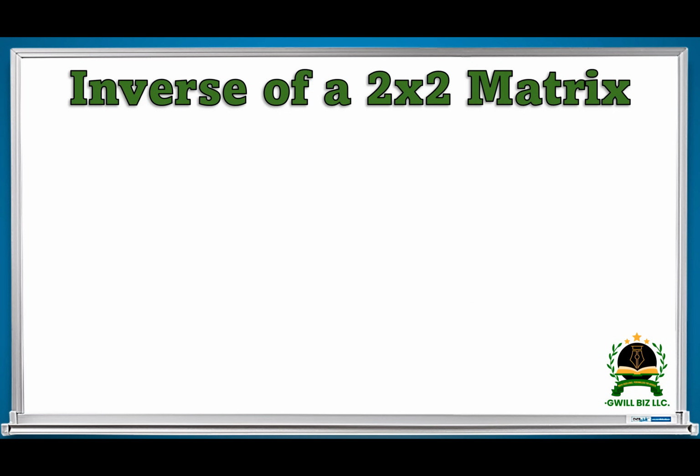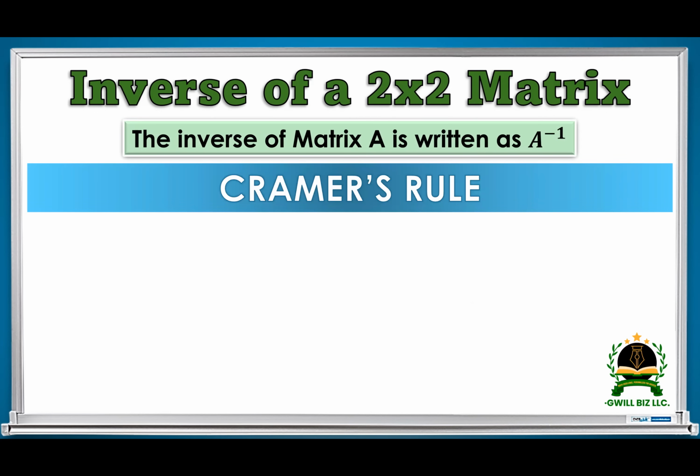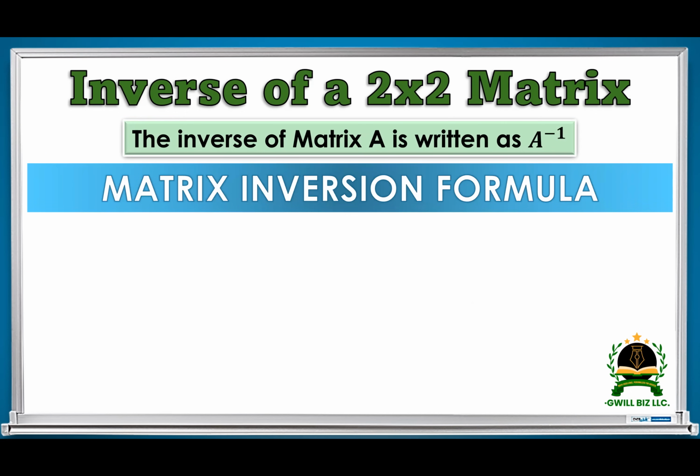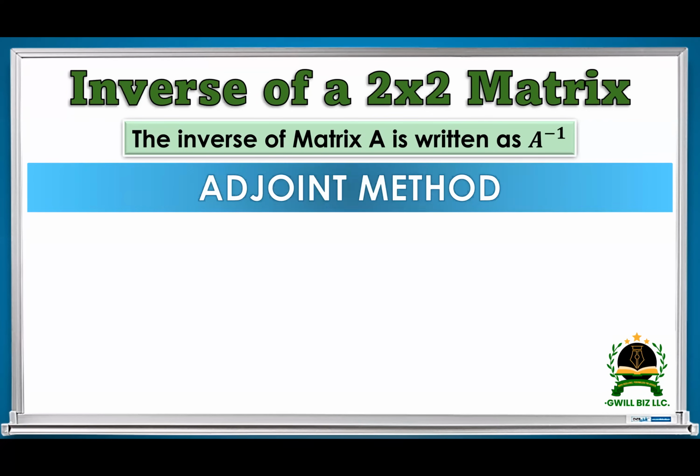The inverse of a 2 by 2 non-singular matrix A, denoted as A raised to the -1 power, can be found using various methods, such as Cramer's rule, the matrix inversion formula, and elementary row operations. However, today, our focus will be on using the adjoint method.